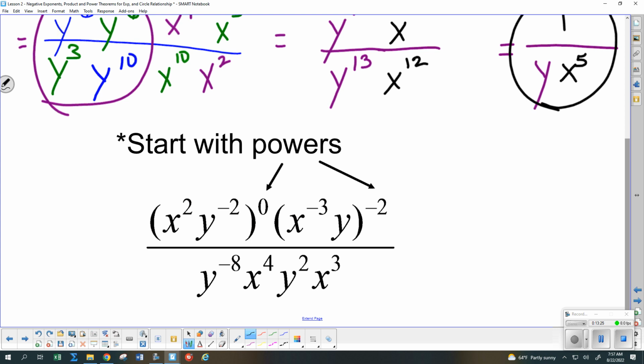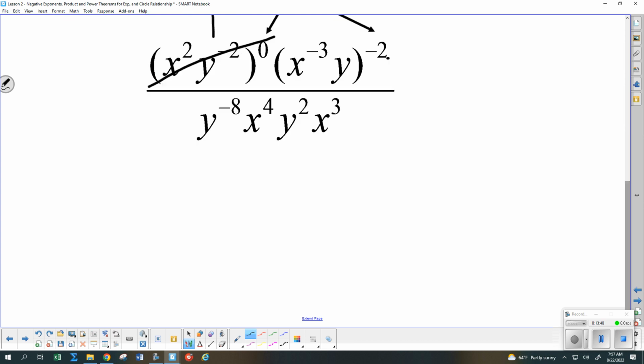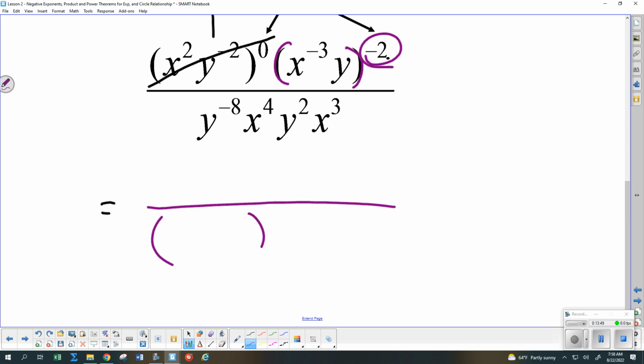Okay, so we're going to start with these ones that are on the outside of the parentheses. So parentheses to the 0, everybody. So that whole thing becomes a 1, so I don't have to worry about it. Then what I can do is I am going to take this whole parentheses to the -2. So I'm going to put it down here squared. Another way I could do it, but we'll go ahead with that.